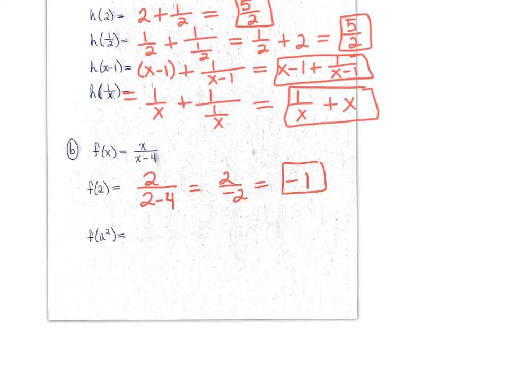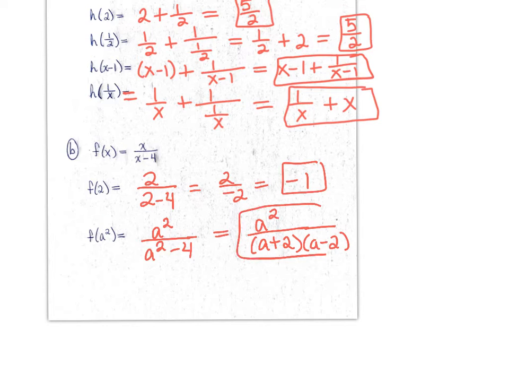F of a squared becomes a squared over a squared minus 4, which factors out to a plus 2, a minus 2. So what's that equal to? A squared over a plus 2, a minus 2. Good. Either one is acceptable. The first one or this one. Either one is acceptable.